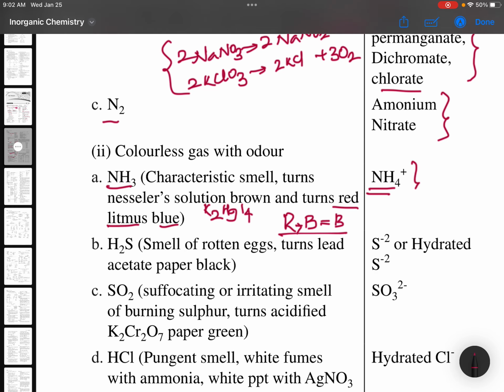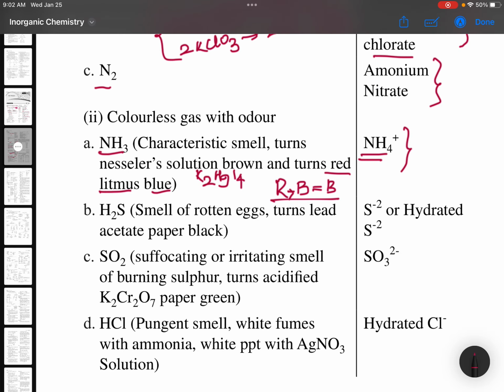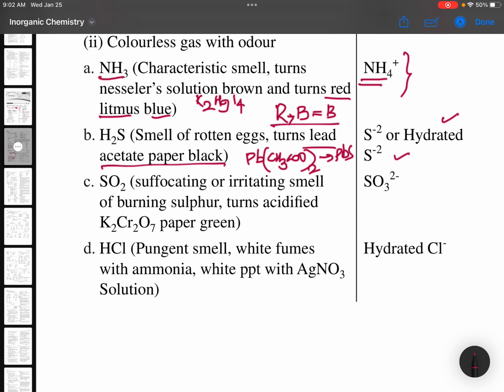That is the ammonium ion. H2S, rotten egg smell, if you are getting that, is S2- or hydrated S2-, and it turns lead acetate paper black. Lead acetate means Pb(CH3COO)2, which will be converted to PbS, black-colored lead sulfide. You studied this in organic chemistry, qualitative analysis, correct?